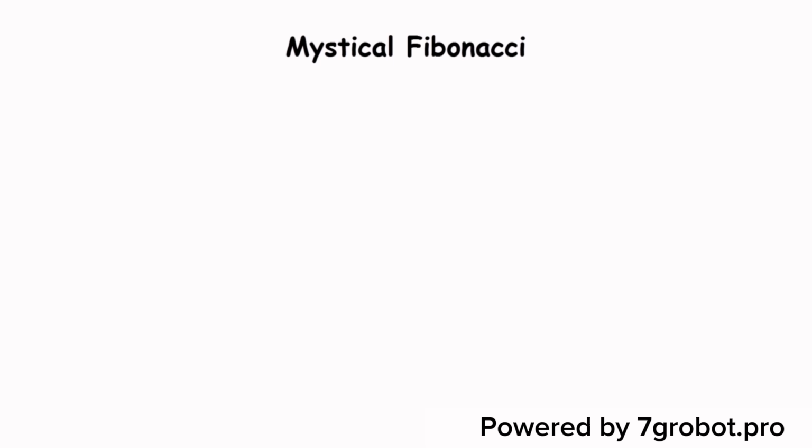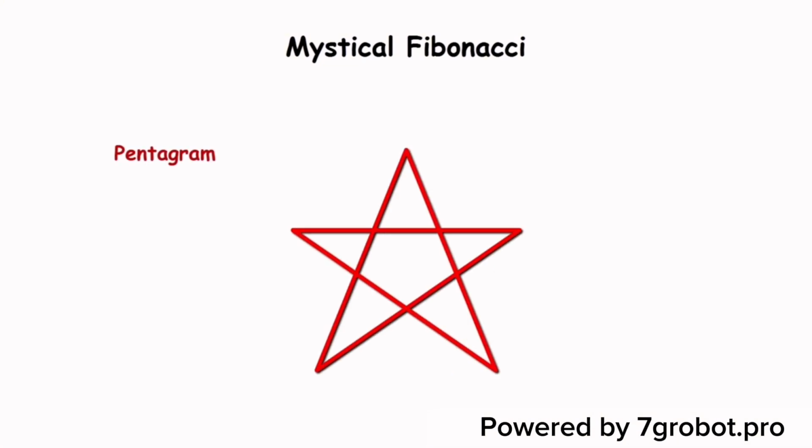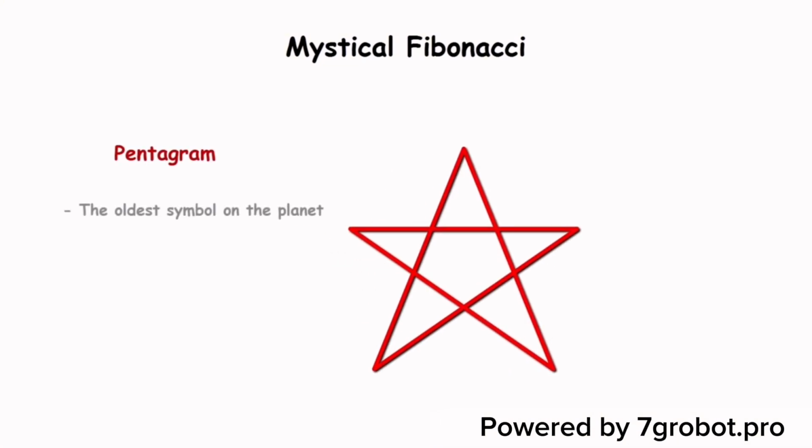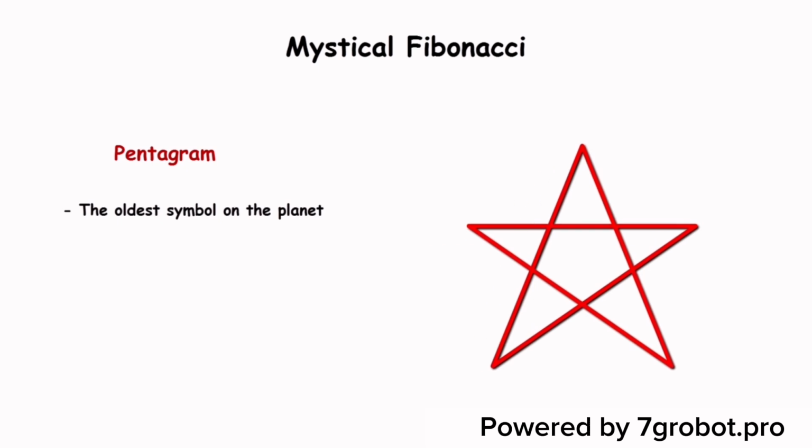In case some of you still haven't heard about Fibonacci, I'm sure you have heard about the mystical symbol, the pentagram. The pentagram is thought to be the oldest symbol on the planet. In the Babylonian culture, it was the symbol of gods. The Japanese believed it had magical powers. In the Chinese culture, it symbolized the 5 elements of life.